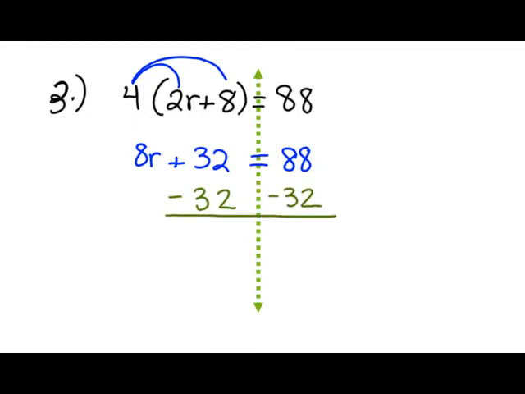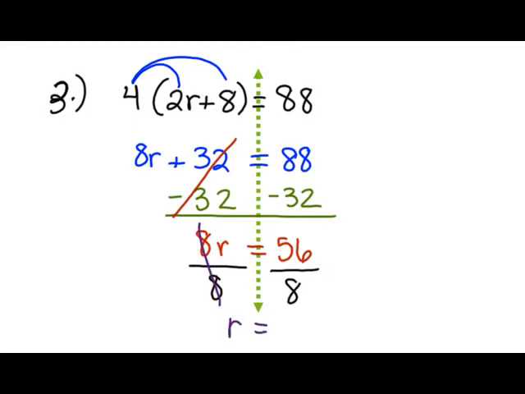What will happen is the 32 minus 32 will cancel, and we're left with 8r equals 88 minus 32, which is 56. And then, last but not least, we divide by the value in front, which is 8. So 8 divided by 8 cancels, leaving me r equals 56 divided by 8, which is 7. So there's 2 examples. Let's try another one.